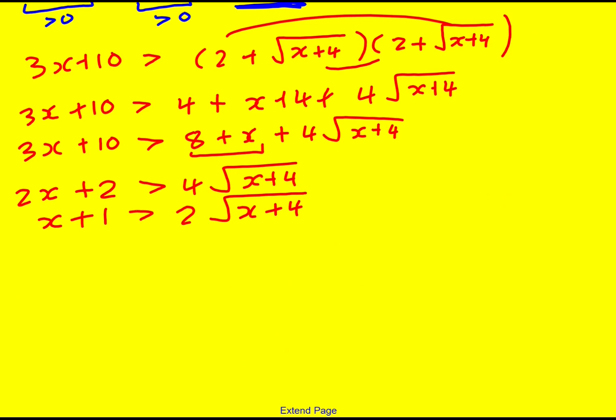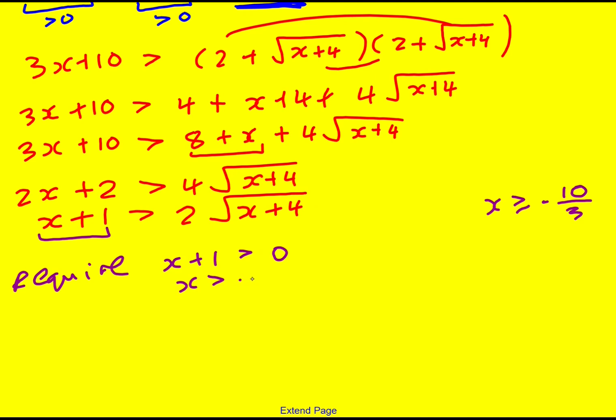Okay. Now, just be a little bit careful here. We know that x is greater or equal to minus 10 over 3, so it could be negative. But if we've got a negative here, there's no way that that could be greater than 2 root x plus 4. So we require, actually, that x plus 1 is going to be greater than 0, and therefore, x will be greater than minus 1. Okay, so that's just a little extra condition that's come in.